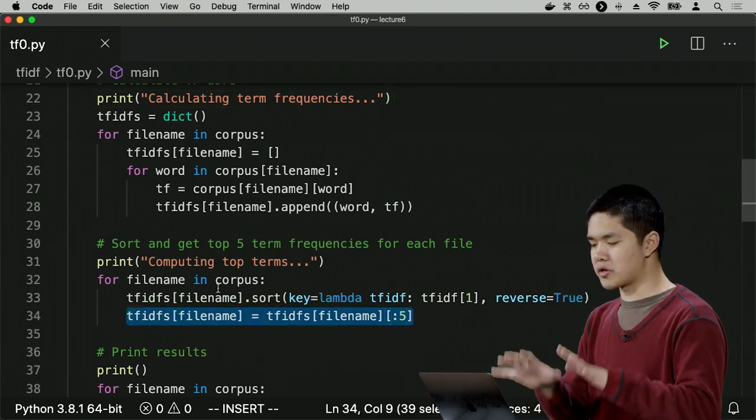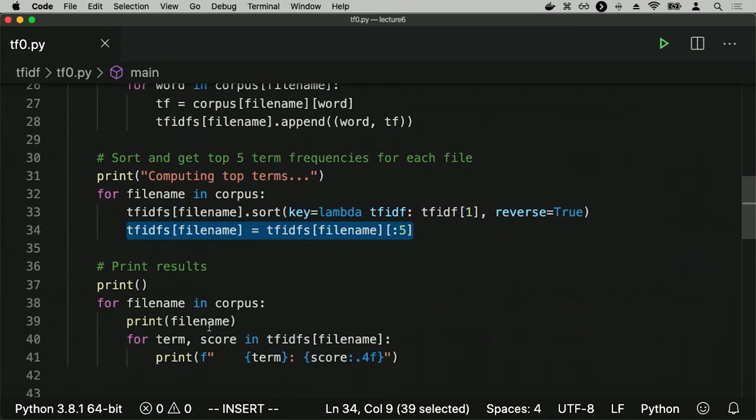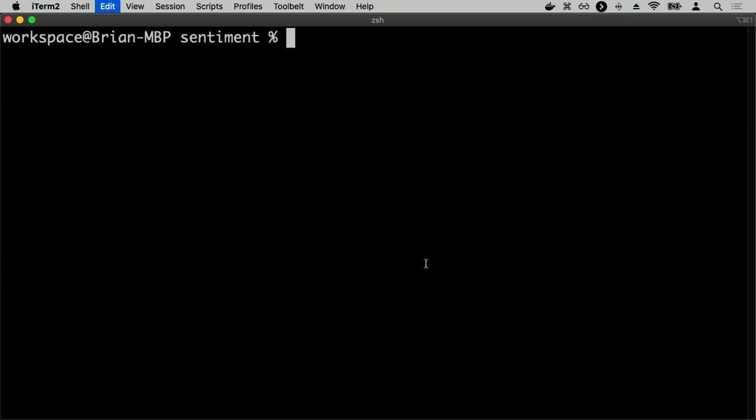There are some data structures involved that you can take a look at if you'd like to. The exact code is not so important as the idea of what we're doing. We're taking each of these documents and sorting the words that show up by how often each word shows up. And for each document, we save the top 5 terms that show up in it. Again, there are some helper functions you can take a look at if you're interested. But the key idea here is that all we're going to do is run tf0 on the Sherlock Holmes stories.